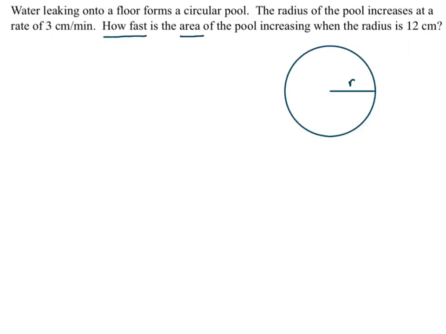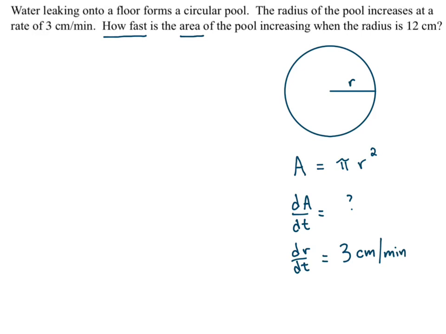So I've got my circle, radius of r, and then how fast is the area increasing. So my base formula here would be area, because that's what they want me to find, the rate of change of the area. So area equals pi r squared for a circle. I want to find dA/dt, which is the rate of change of the area with respect to time. Couple things they did give me. They gave me dr/dt. That's how fast the radius is changing, and that's changing at 3 centimeters per minute.